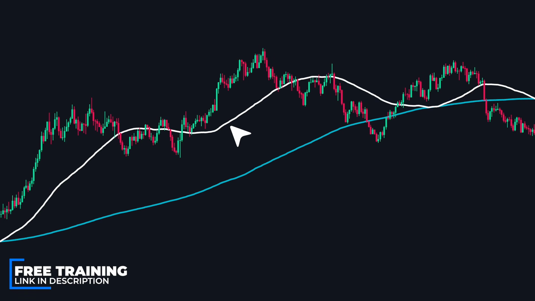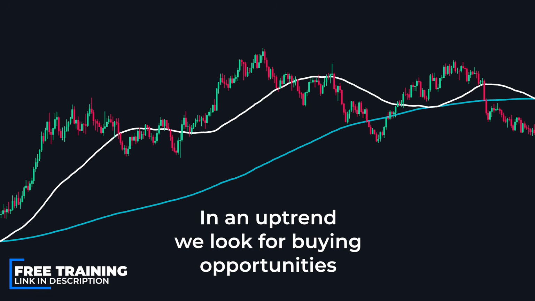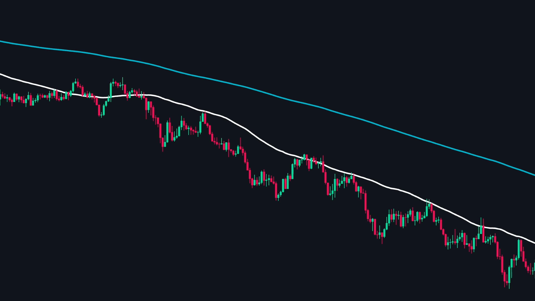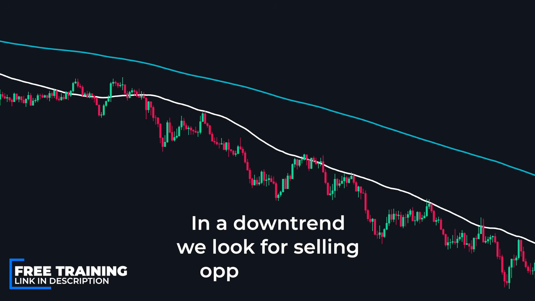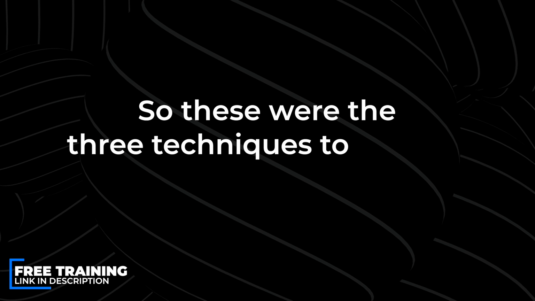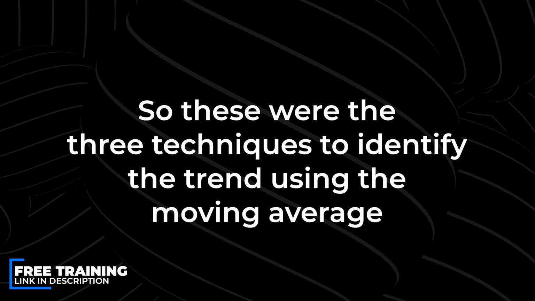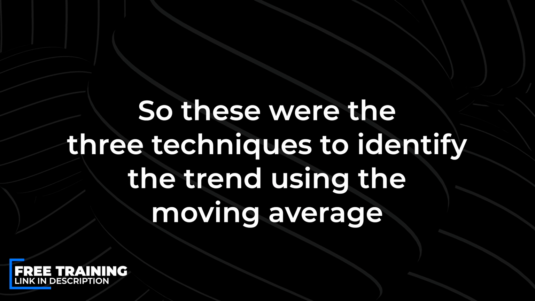When the smaller MA is above the larger MA, the price is considered to be in an uptrend. And in an uptrend, we look for buying opportunities. On the other hand, when the smaller MA is below the larger MA, we consider the price to be in a downtrend. And as logical traders, we need to look for selling opportunities in these times. So these were the three techniques that can be used to identify the trend using the moving average indicator.